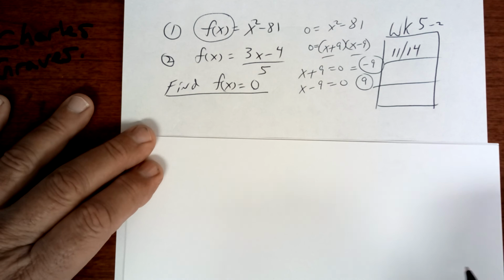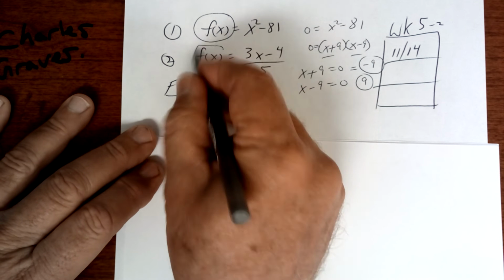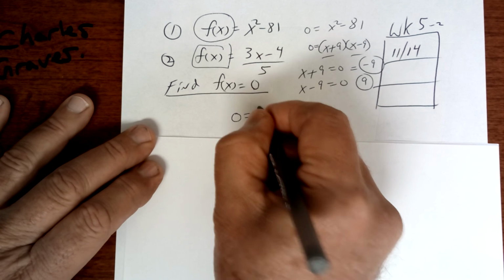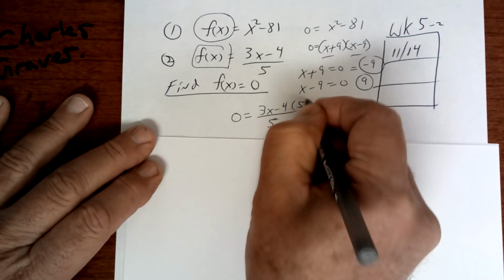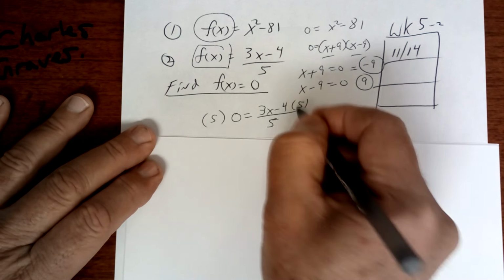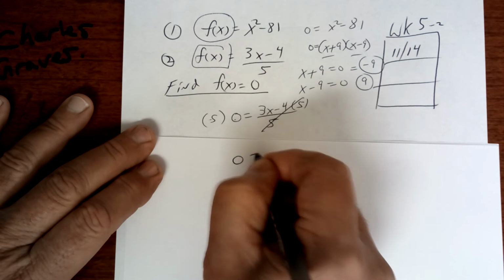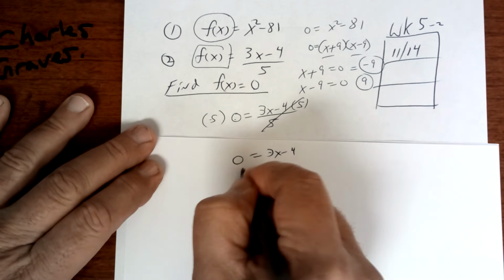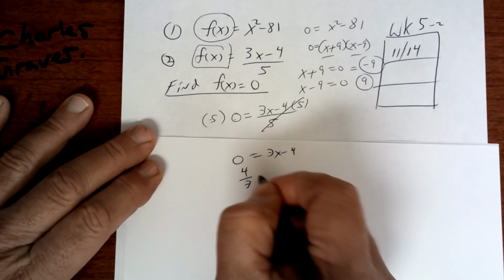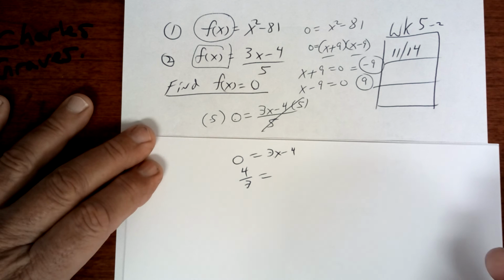On the second one, you're going to let that equal 0 again, and solve this equation. You're going to multiply by 5 to get rid of that. 5 times 0 is 0, and then you just solve that equation. So you move the 4 over and divide by 3. So it's 1 1/3, or 1.3 repeated.